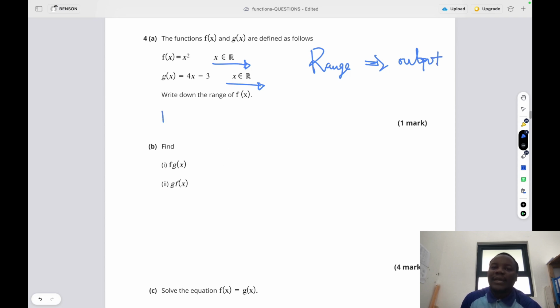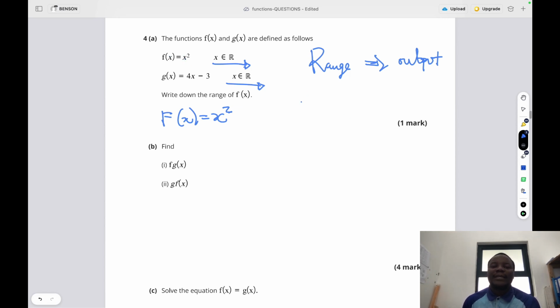Now, when you look at f of x, which is x squared, they're asking if you were to put in all numbers, because real numbers means negative numbers and positive numbers, what would be the range? Because this is x squared, like we did in the previous example, no matter what sort of negative number we replace for x, the output will always be positive. But the least number, if we put 0 here, will be 0. Everything else would be positive.